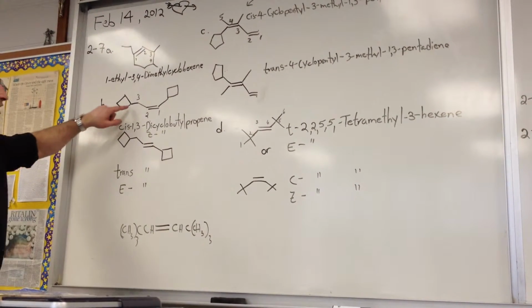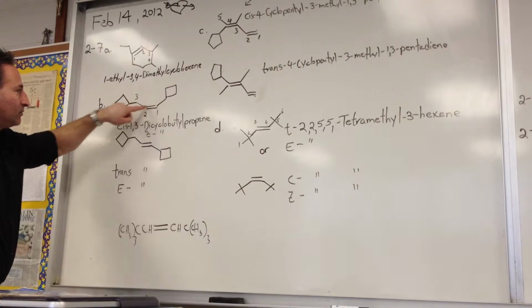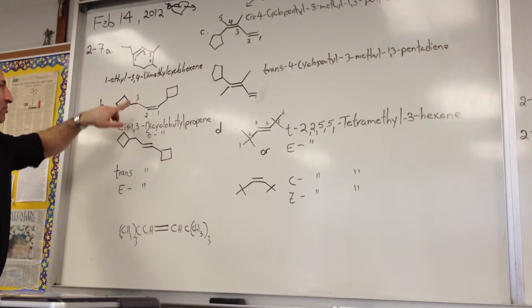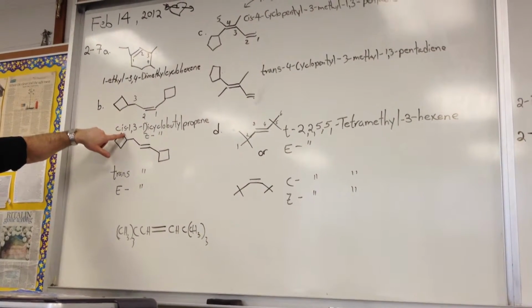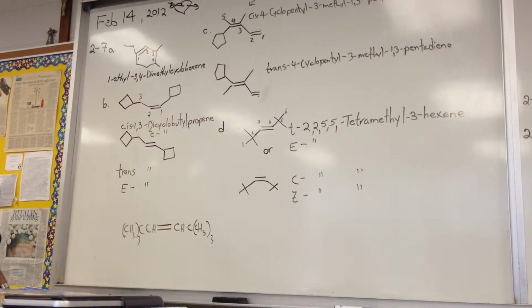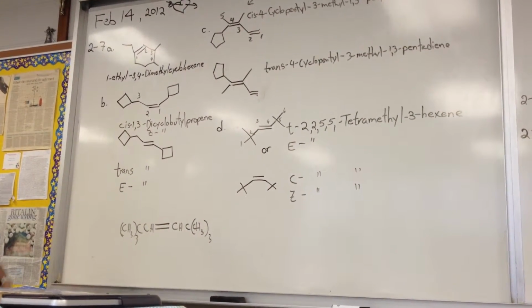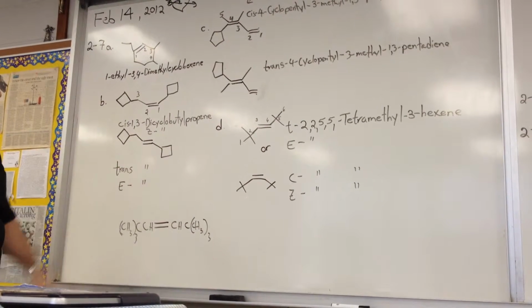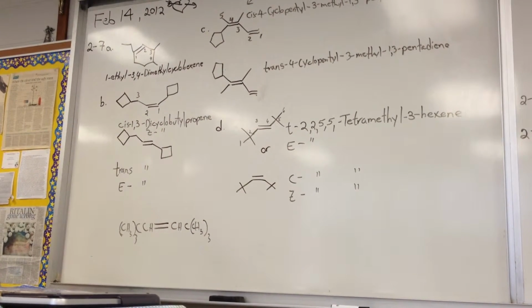Here we have a propene skeleton with the cyclobutyls both on the same side, so we're going to call that cis 1,3-dicyclobutyl propene. Here they're on opposite sides, so it'll be called trans dicyclobutyl propene.